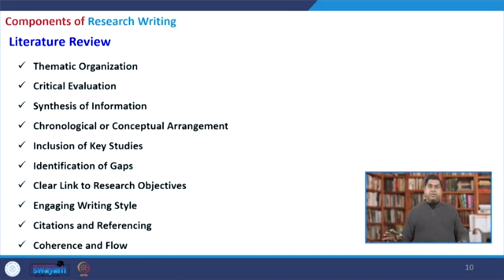The review can be for the context, it can be done for the methods, or it can be on certain special considerations. So you must have a thematic organization of the literature review section. As I mentioned, some part is on the context, some part on the methods used to solve that particular issue. Then there should be critical evaluation.